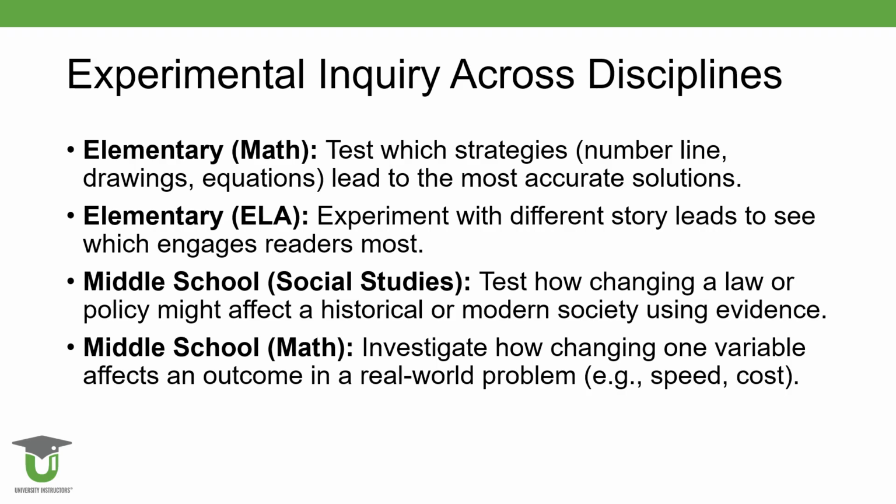In middle school social studies, students can explore how changing a law or policy might impact a society. They use historical or contemporary evidence to test predictions and support conclusions. In middle school math, students investigate how changing one variable, like speed, time, or cost, affects the outcome, helping them see cause and effect relationships through data. Across all examples, the emphasis is on using evidence to test ideas, not just finding a single correct answer.